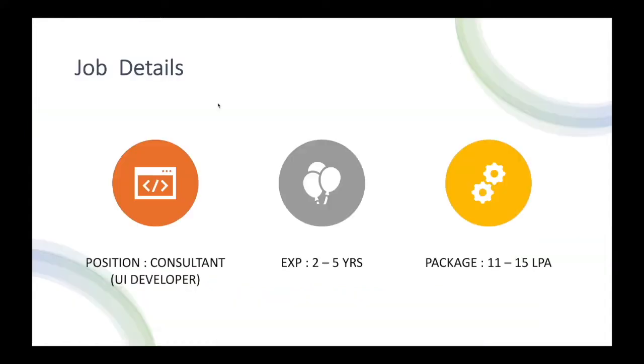Going forward, I'm going to discuss the job details. The position I applied for and was shortlisted for was Consultant UI Developer. The experience required for this position is between 2 to 5 years, and the package you can expect is between 11 to 15 LPA. But it totally depends on your experience and expertise, and I cannot assure you that you will get something in this range.